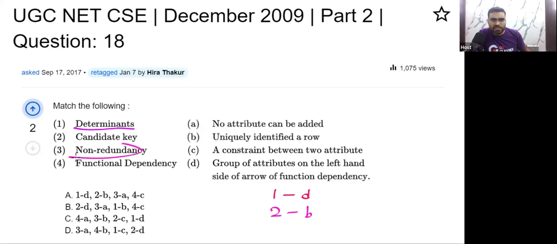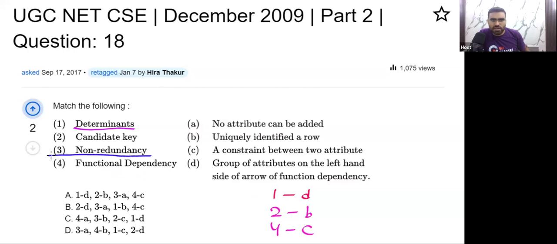We will see non-redundancy, but before that, let's see what is functional dependency. A functional dependency is an integrity constraint between two sets of attributes. Yes or no? So you can see this functional dependency is a constraint between two attributes, or I can say an integrity constraint between two sets of attributes. So I can say that 4 will match with option C. Yes or no?